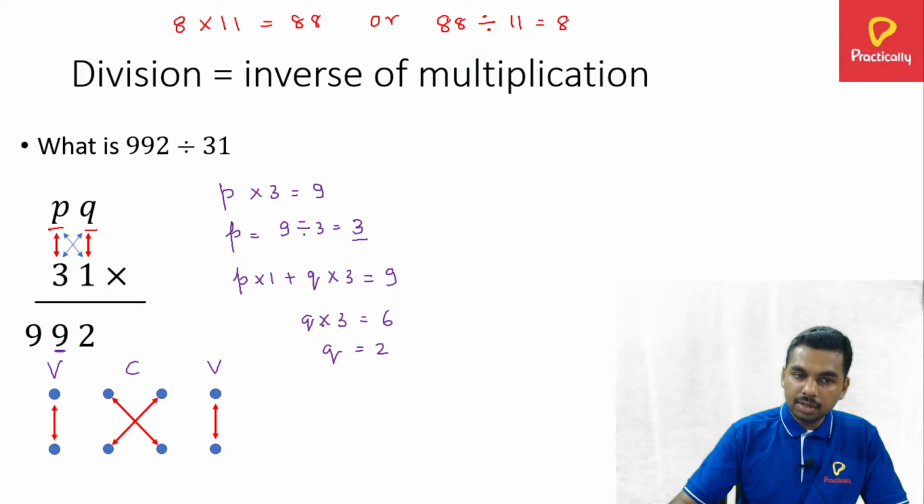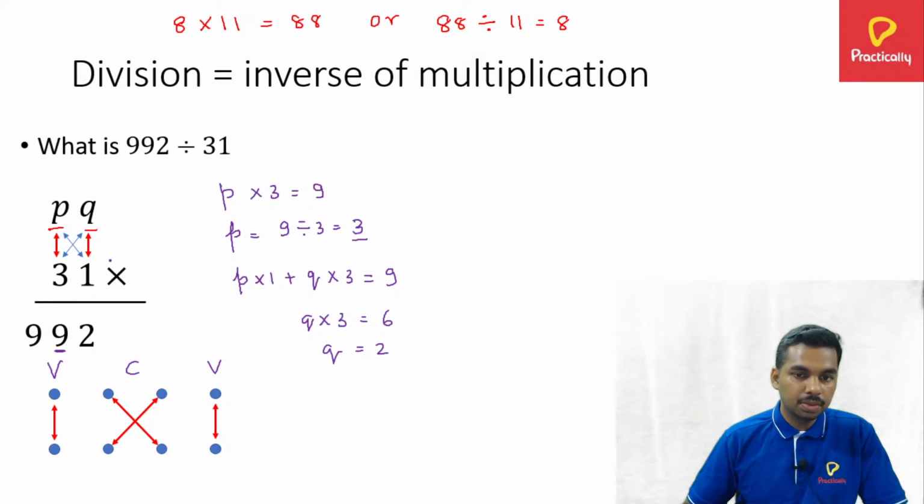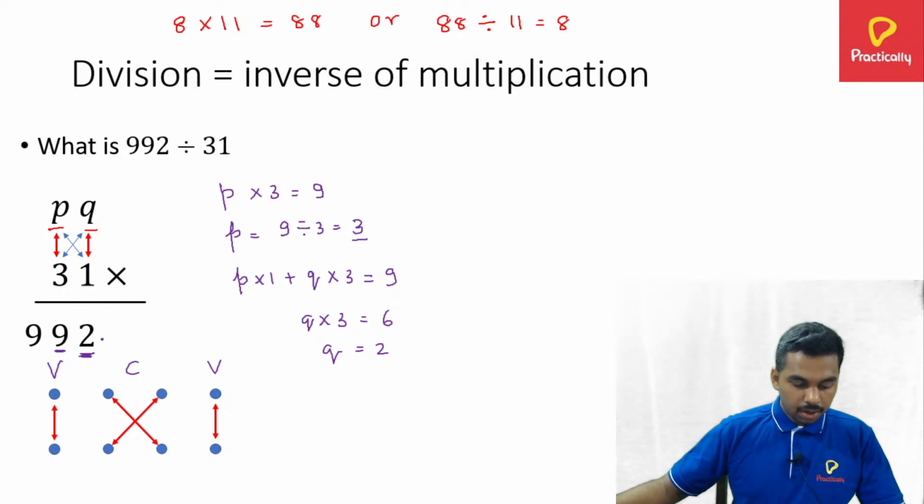Now the last step is just for verification. We got Q equal to 2. So 2 multiplied by 1 is the vertical multiplication step, and we can verify we are getting the same answer as 2. All right.